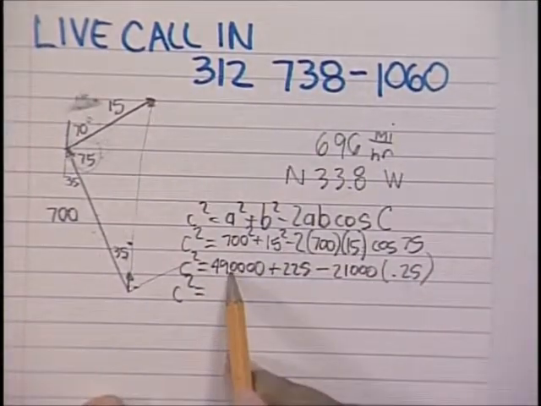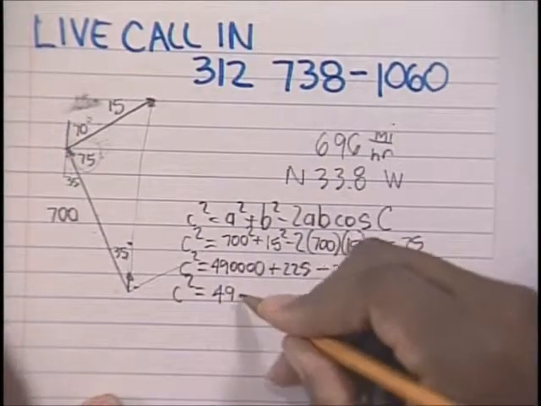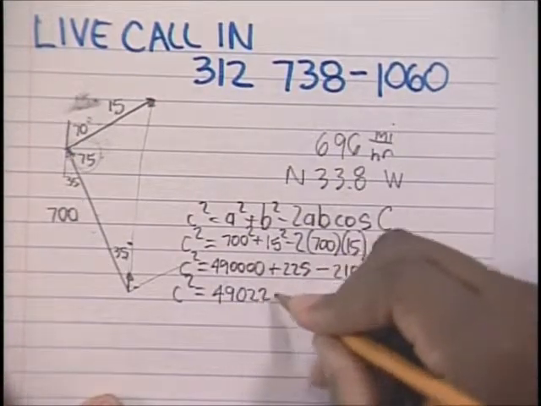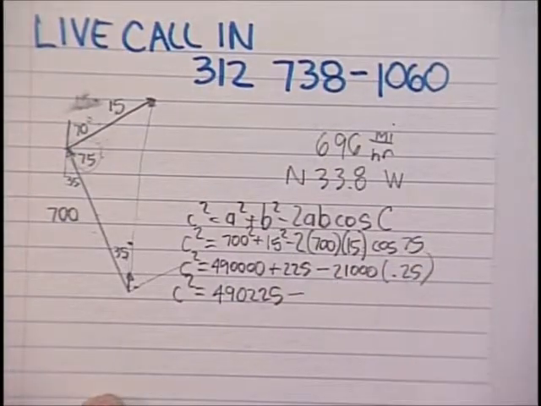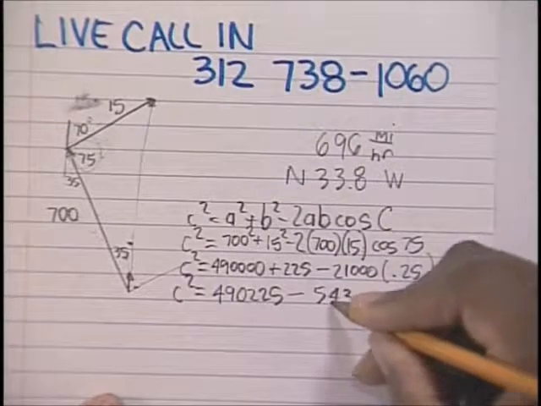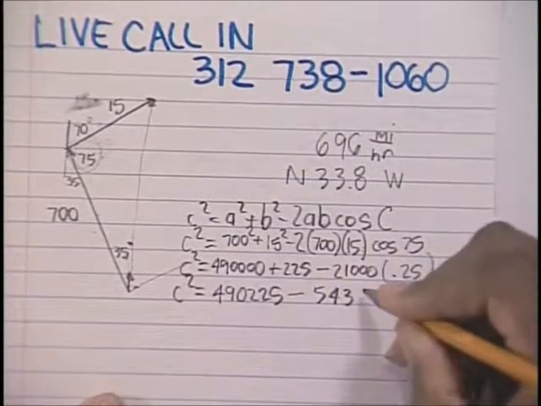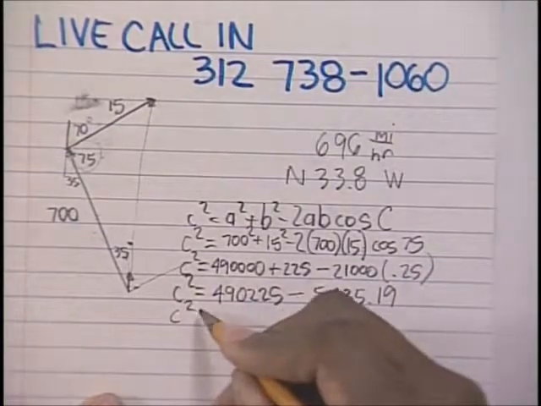Can you add, we can do that. 490,225. Tell me what 21,000 times 0.25 is. 5,435.19. And what's the difference of those two?